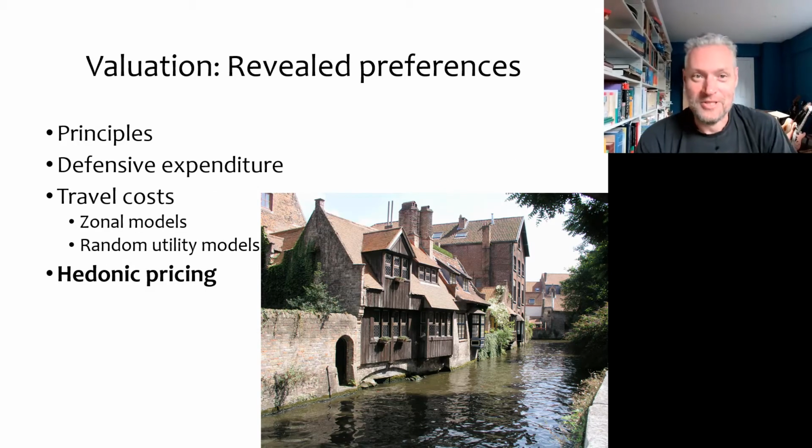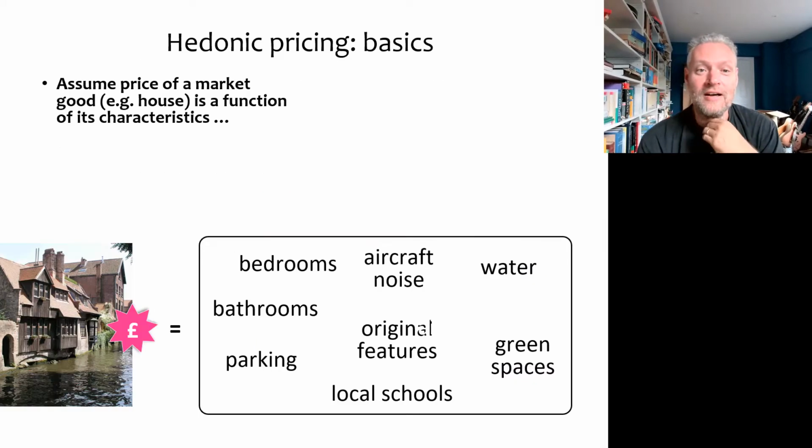Hedonic pricing is the final chapter in the series on using revealed preference methods to value the environment. You're looking at a house in Dorchester.